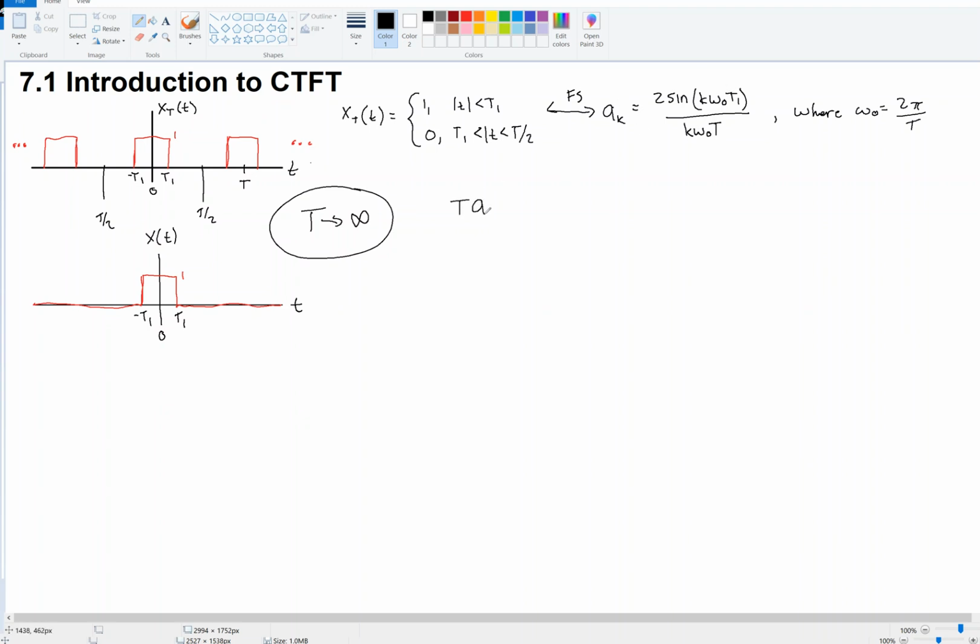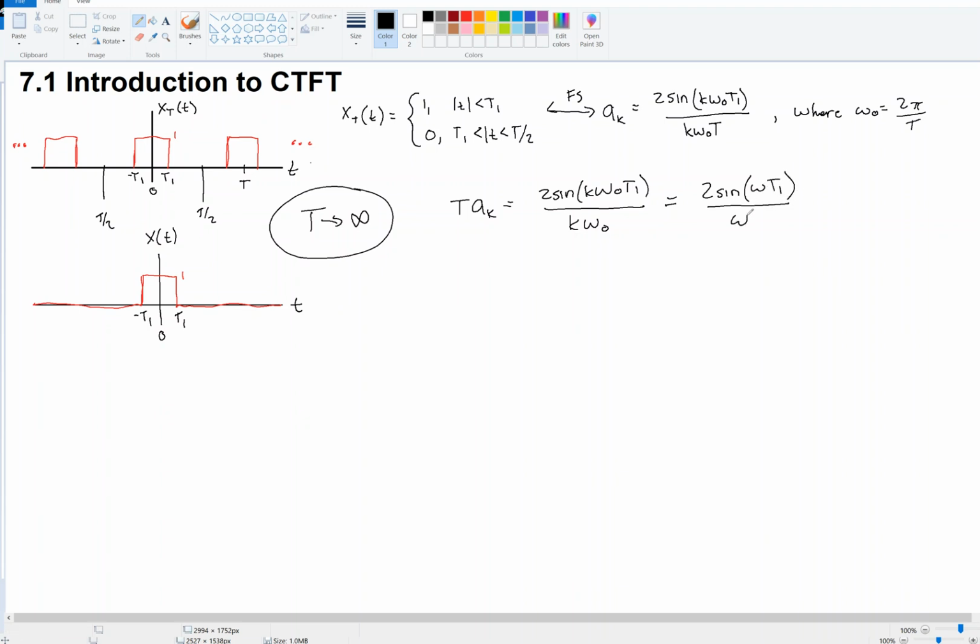And if I take both sides and I multiply by t, then on the right, we get rid of t, which is what we're going to need. And I'm going to view omega 0, particularly k omega 0, as being a continuous variable. Okay, so I'm going to write this as, and I'll draw a picture of exactly what I mean in a second.